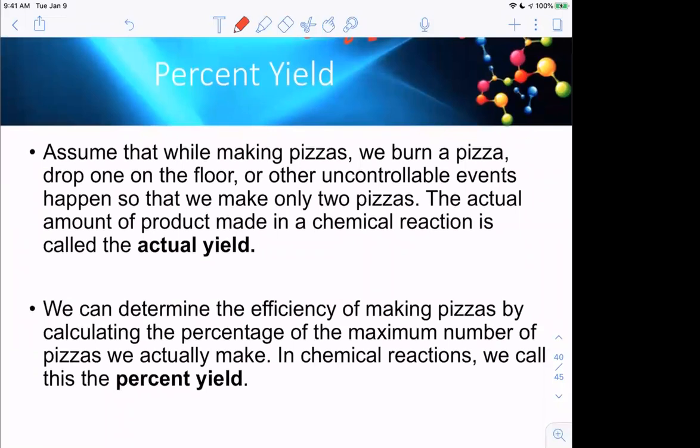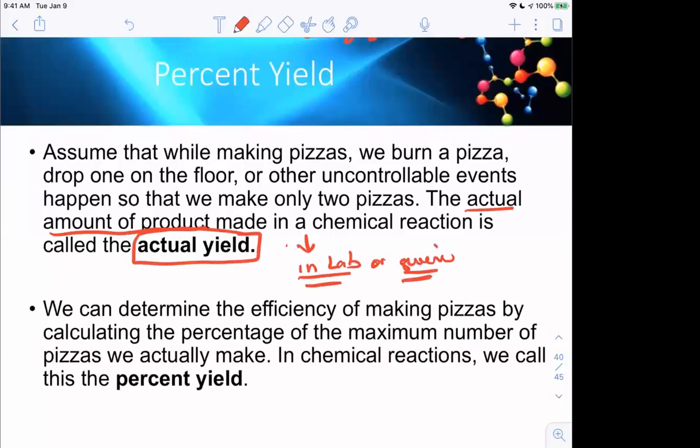So let's think about while I make pizzas, I burn one, I drop one on the floor, something else happened. I was supposed to make 3 pizzas based on those calculations I did before, but because I lost one, I actually only made 2. The actual amount of product that is made in a chemical reaction, in lab or given, is called the actual yield.